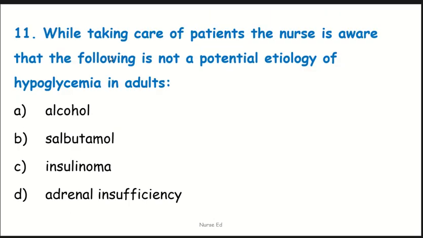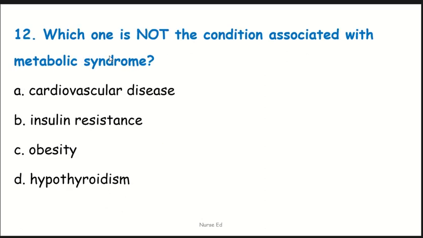Now, question number 11. While taking care of patients, the nurse is aware that the following is not a potential etiology of hypoglycemia in adults. Option A, alcohol. Option B, salbutamol. Option C, insulinoma. Option D, adrenal insufficiency. And the right answer is salbutamol. Salbutamol doesn't change sugar level.